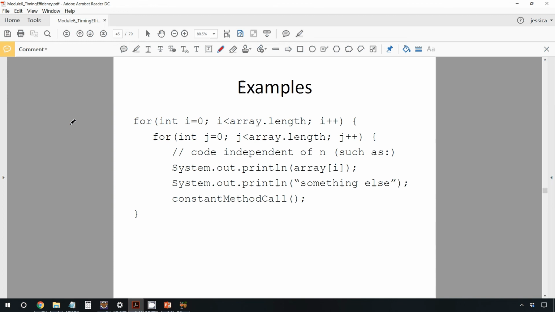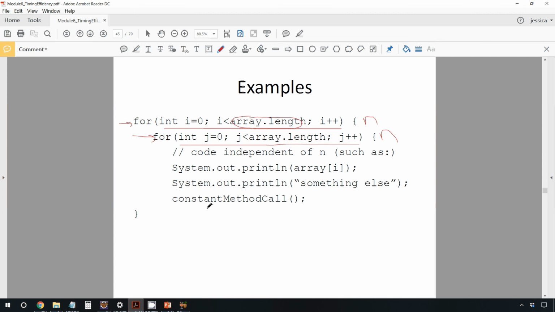Okay, so let's look at the code together. We've got a nested loop, right? We've got a for loop here and a nested for loop here. So we know we're going to be using multiplication, right? We're going to have to figure out how many times the outer loop runs and how many times the inner loop runs. All of our loops here are based on the size of our array. So this outer loop is going to run n times. The inner loop is going to run n times.